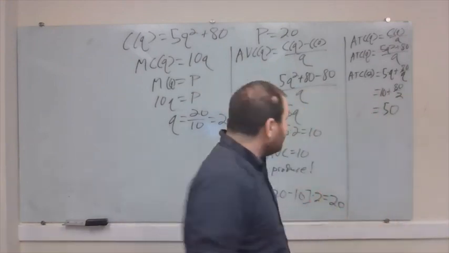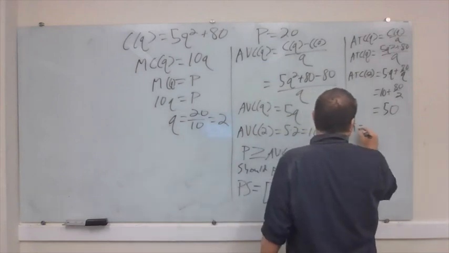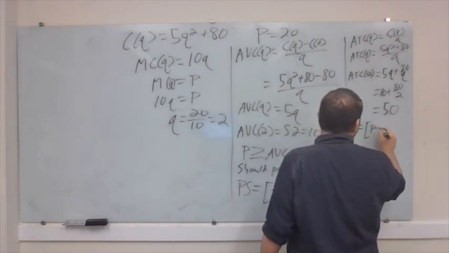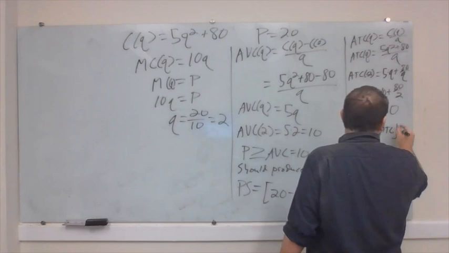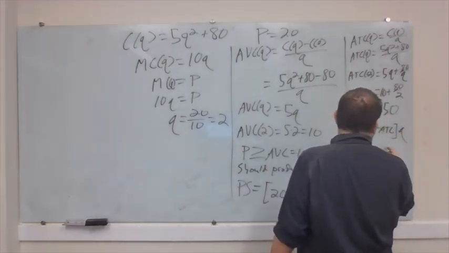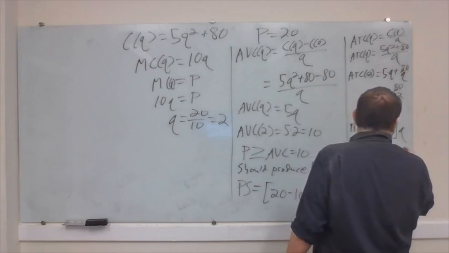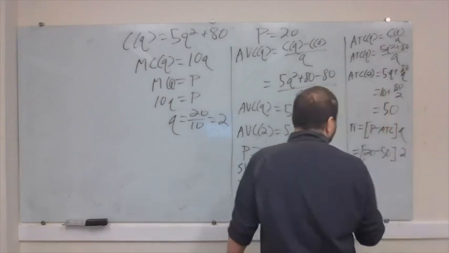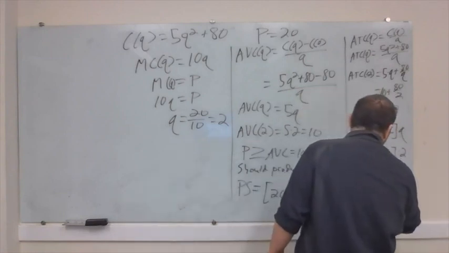So what was our profit? Our profit is going to be price minus average total cost times Q. So it's going to be 20 minus 50 times 2, which is going to be negative 60.